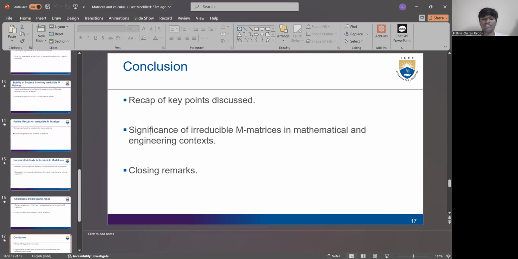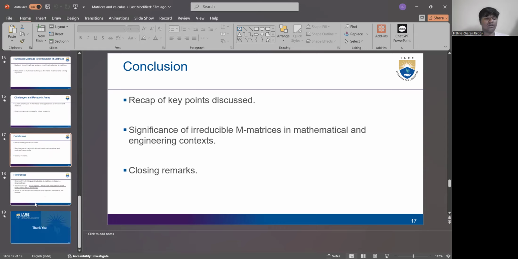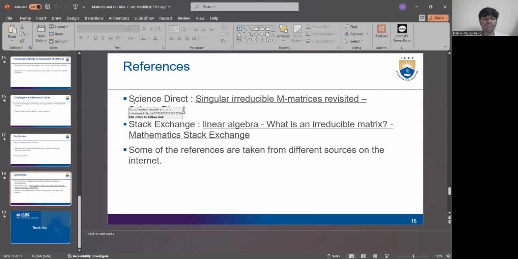Significance of irreducible matrices in mathematical and engineering concepts. Irreducible matrices are very important in control systems and are used in many sorts of engineering contexts. Coming to the references, websites such as Science Direct and Stack Exchange were used, and some of the references were taken from different sources and websites on the internet.